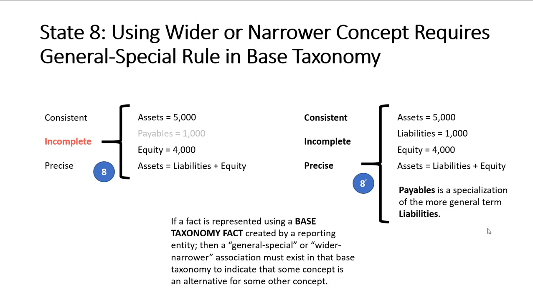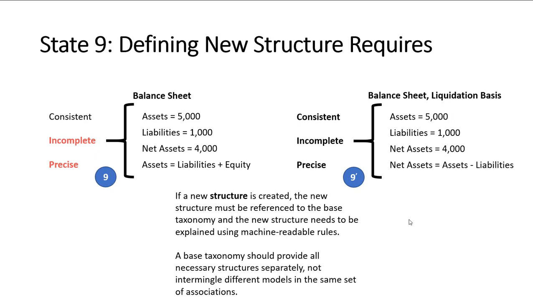If you use a more specialized or more generalized element, the computer has to have information to help it understand what to do. The same thing if you define a new structure. So you see on the left, somebody represented assets, liabilities, and then rather than using the concept equity, they use the concept net assets. Okay, SFAC 6 defines net assets as being equivalent to equity.